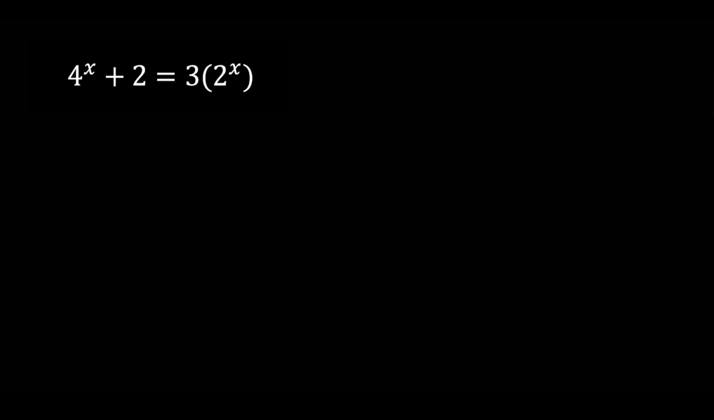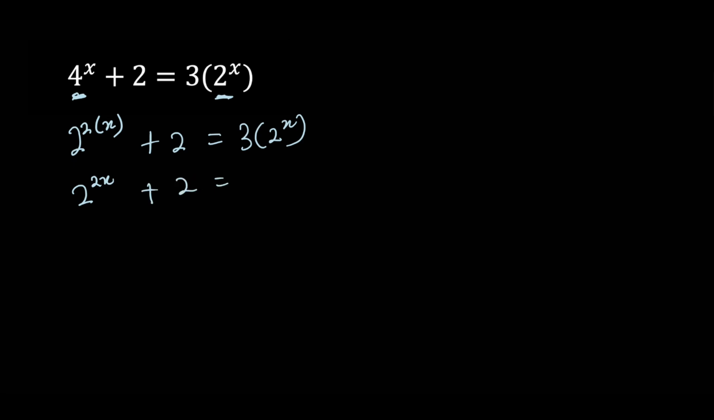So here's how you solve this question, okay? The hint here is 2 to the power x. So what you have to do is make sure every base with x is converted to 2 to the power x. So here we have 4 to the power x, so we can have 2 to the power 2, plus 2 equal to 3 into bracket 2 to the power x. So then this becomes 2 to the power 2x plus 2 equal to 3 into bracket 2 to the power x.